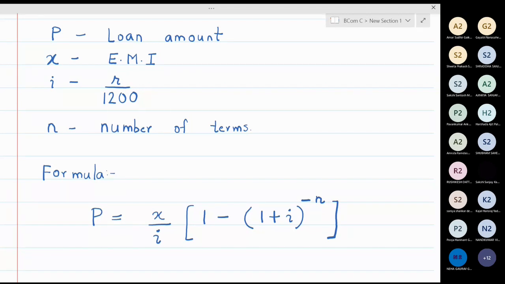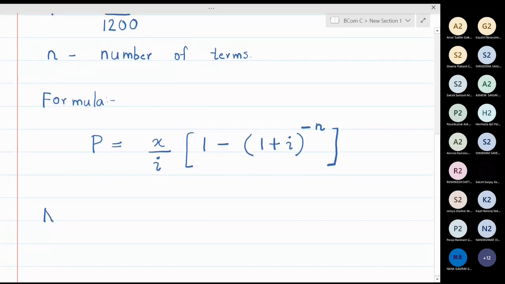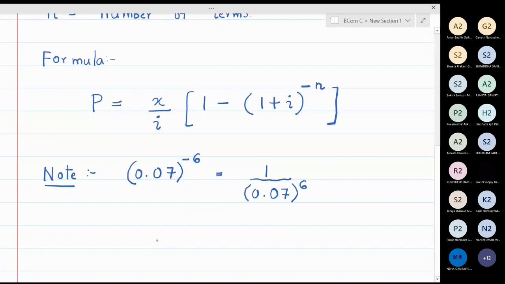Okay, now let me write one simple note here. If I have a number 0.07 raised to minus 6, what is this written as? This is written as 1 upon 0.07 raised to 6. This is how you will calculate this number. So the formula I'm trying to tell you is that any A raised to minus M is nothing but 1 upon A raised to M. This is the formula that I will need when I'm solving problems. Now where will this occur? We will see when you solve the problems.